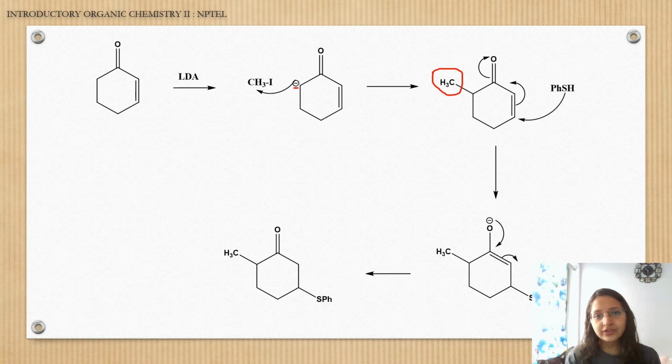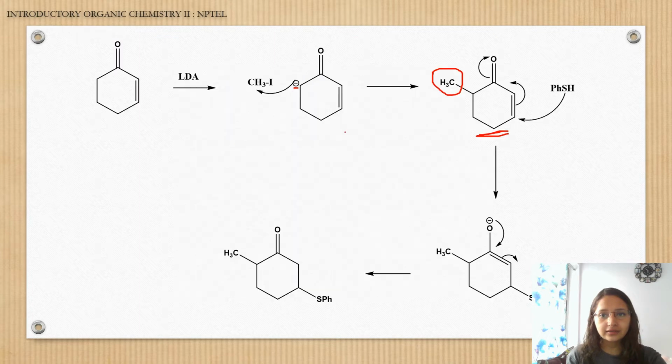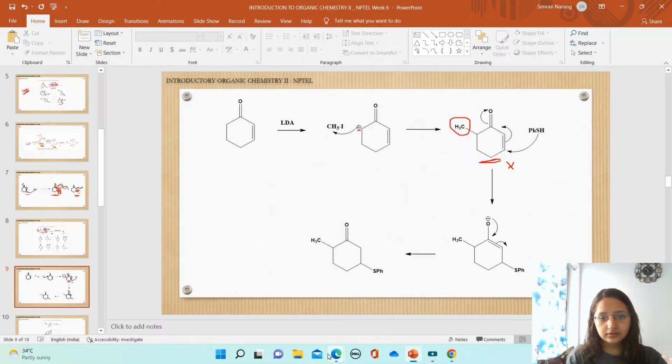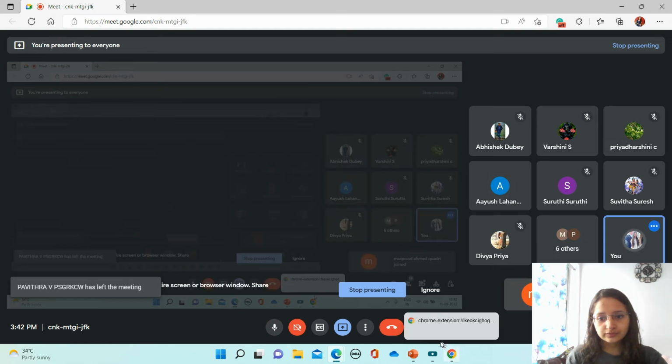So the carbanion will be trapped by H, and this anion is now neutralized. So this methyl-containing system is getting generated at the end of these three steps. So X will be this. This will be your X. Is it understood?